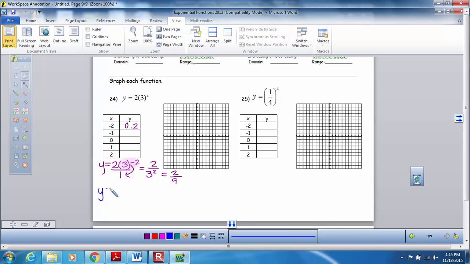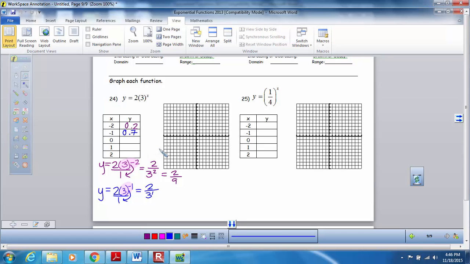So now let's plug in -1 for x. That would give me y equals 2 times 3 to the -1. Again, the negative only affects the 3. So when we put this over 1 and we decide to move this down, we're only moving 3. So that gives me 2 over 3 to the first. 3 to the first is just 3. So 2 over 3. If you plug that in your calculator, it's going to give you 0.7.